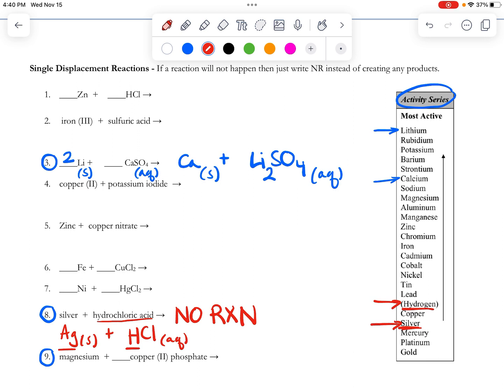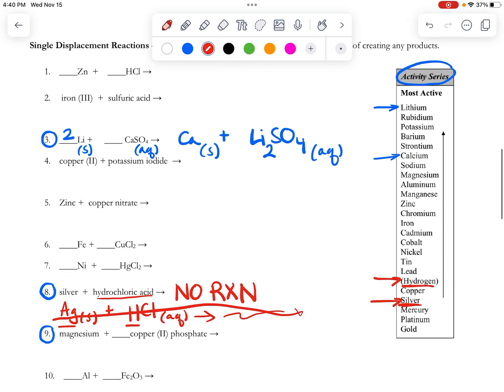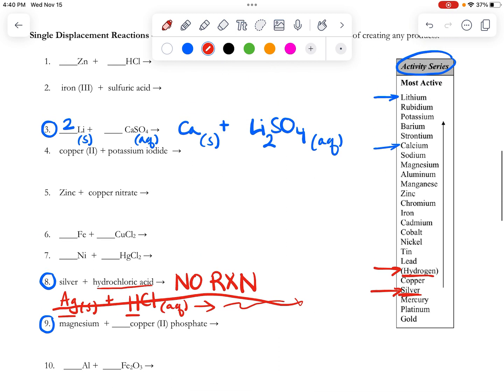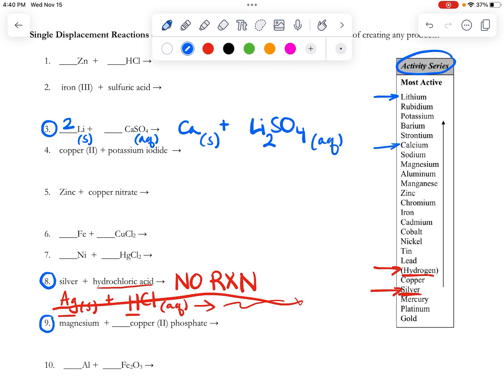All right, do not draw products for this, or if you do go through drawing products, then cross them out at the end so that it's just no reaction there. All right, last one here. We have magnesium and copper phosphate. Magnesium, of course, is Mg. Always starting with a solid for our plain old metal.